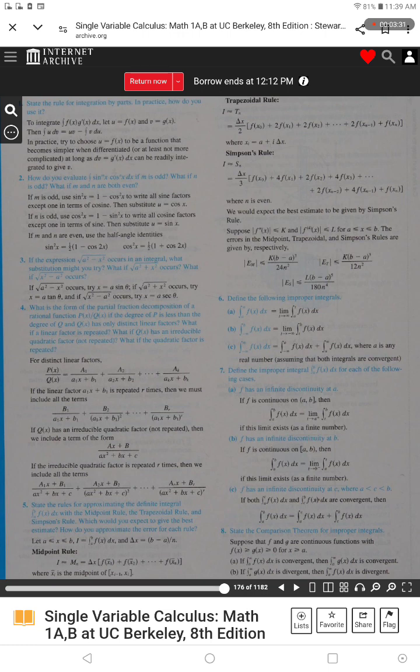You would expect the best estimate to be given by Simpson's rule.